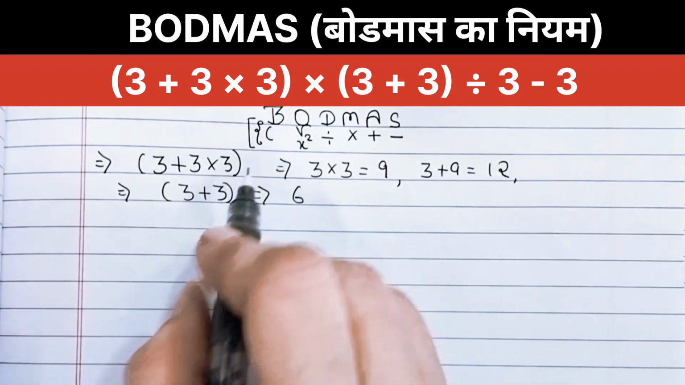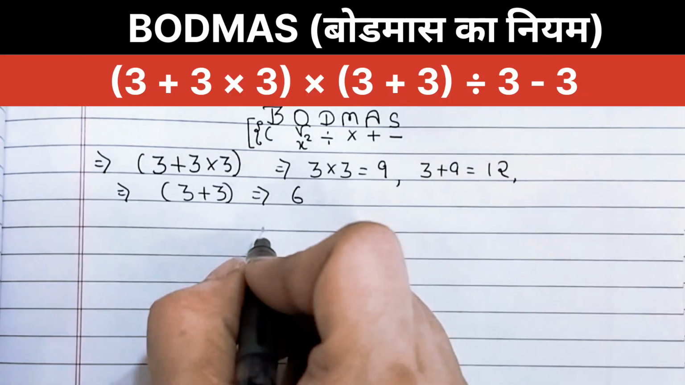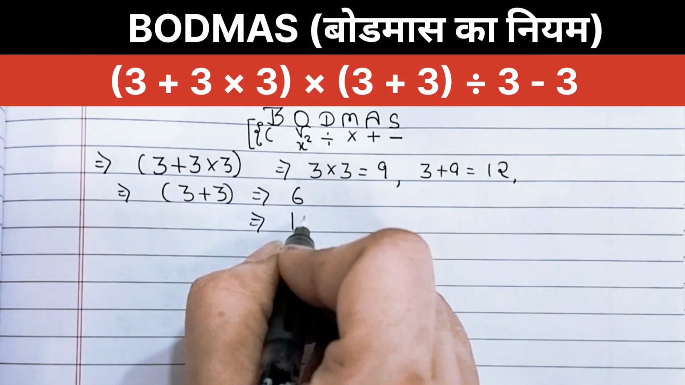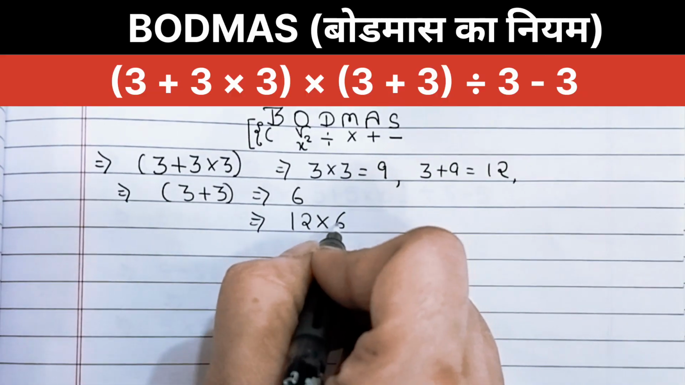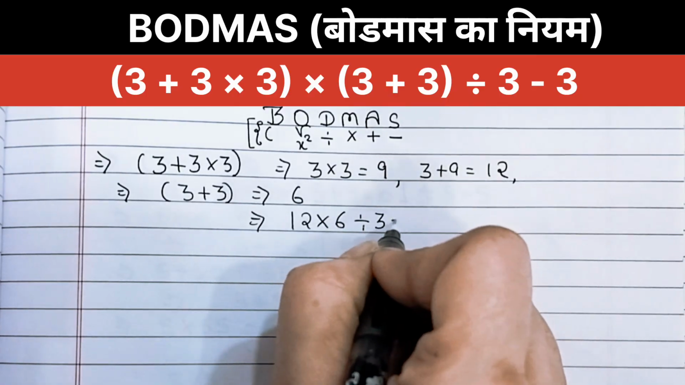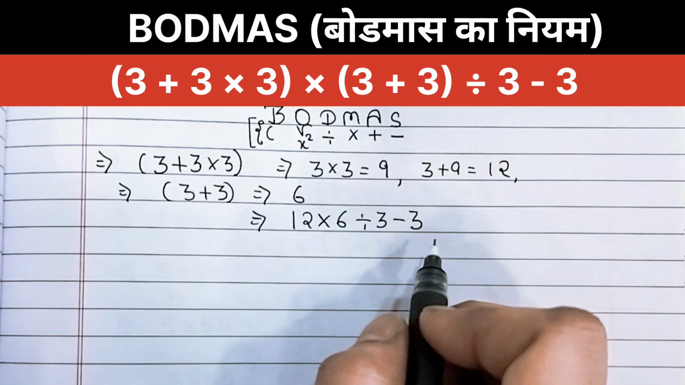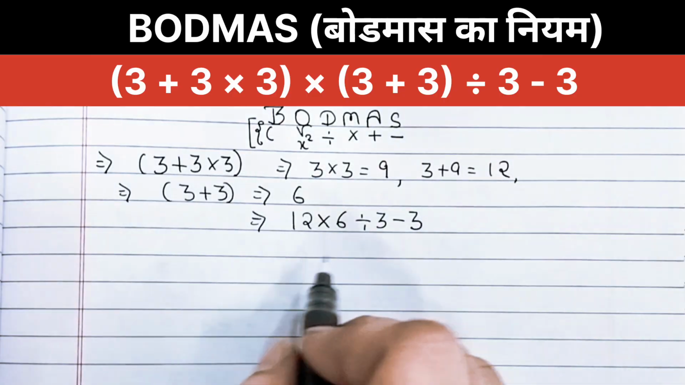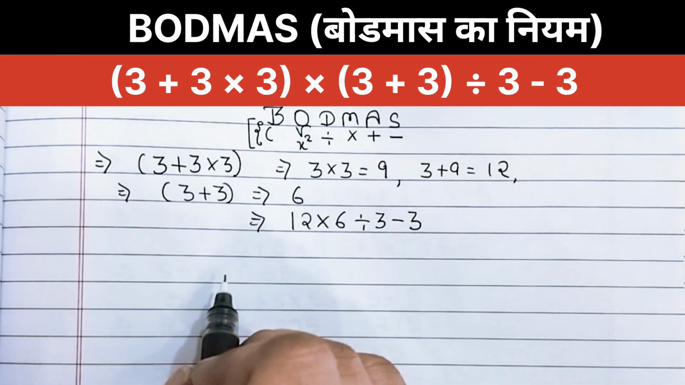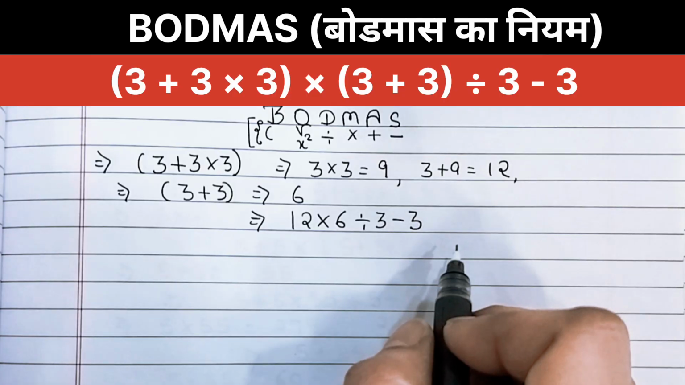According to this step 1, after solving the brackets, the expression becomes 12 multiplied by 6 divided by 3 minus 3. So brackets always take priority to ensure the internal groups are simplified into a single value before interacting with the rest of the equation.